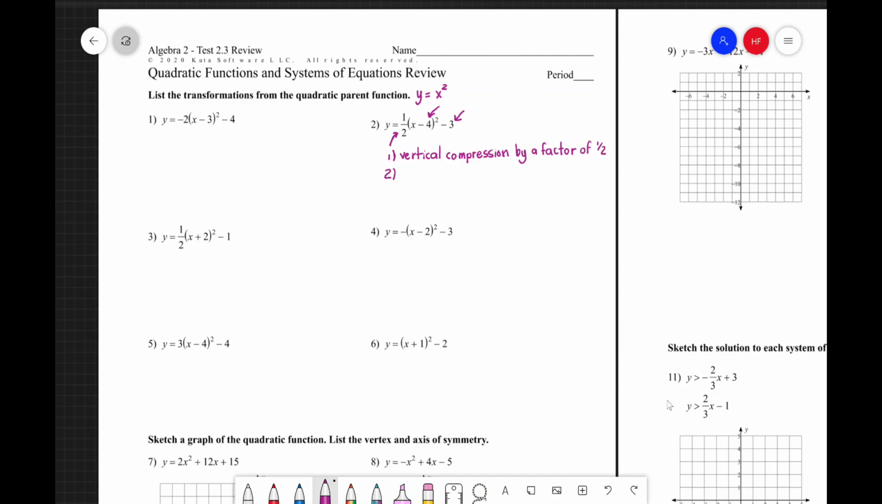My second change that I see is that -4. Remember, always on the inside, we're going to do the opposite. So that's a horizontal shift or translation to the right 4 units. And then that last change that I see is that -3 on the end, and on the outside we take it as it is. So that is a vertical shift or translation down 3 units.